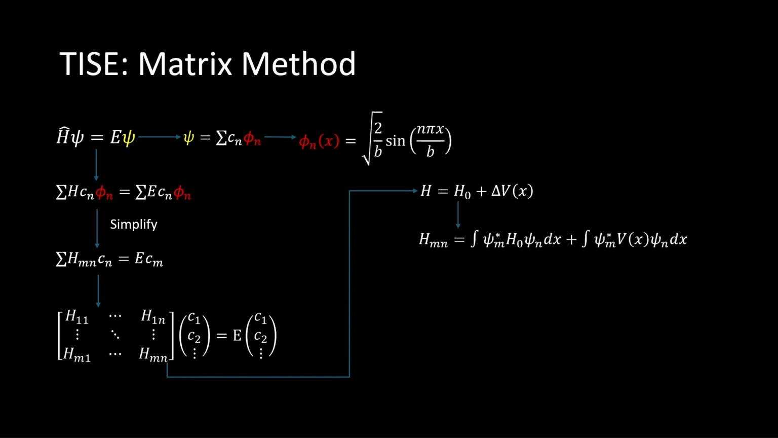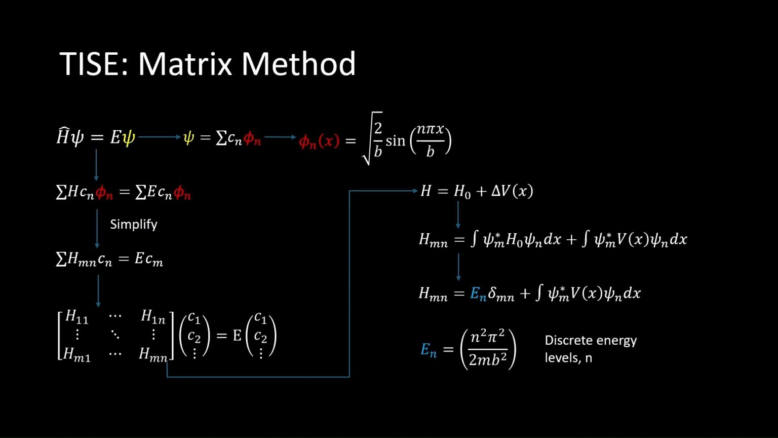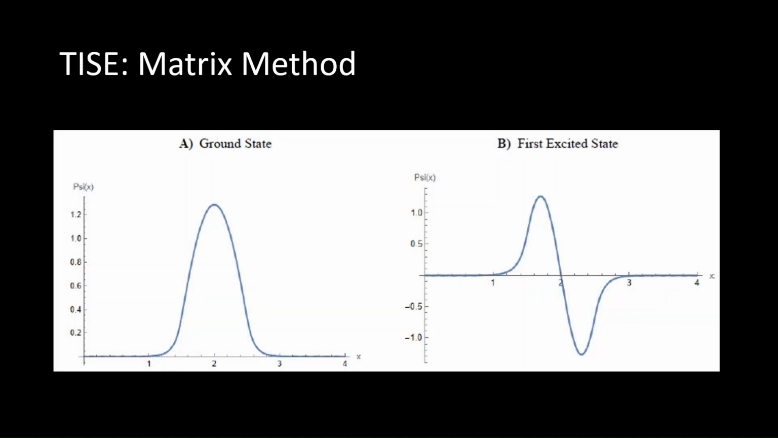We define energy E as discrete energy levels, N, as follows. Once we solve for C of N using linear algebra, we can plug it back into the following equation to finally solve for the wave function. Note how in figure A we obtained the ground state wave function as solved previously with the shooting method. We find that the corresponding energy E is nearly identical to that found with the shooting method.